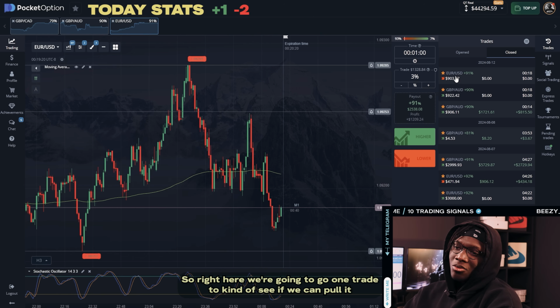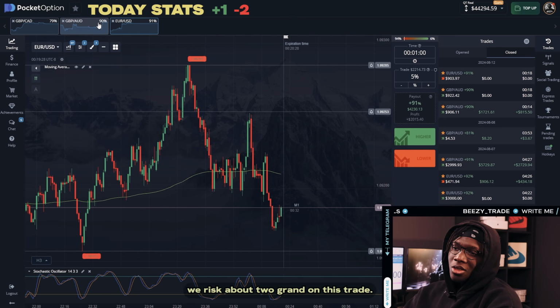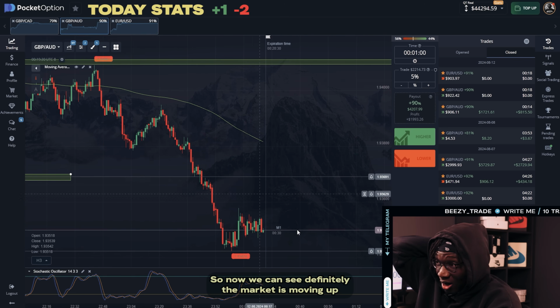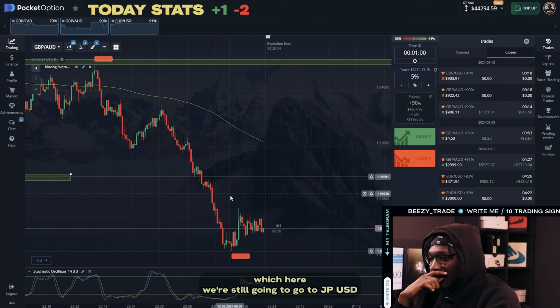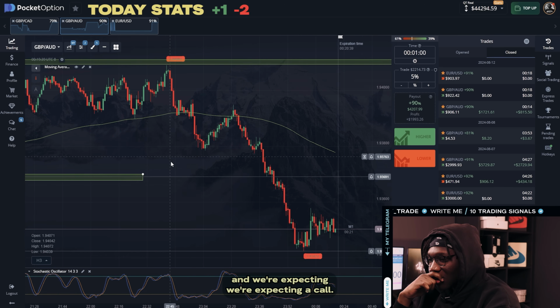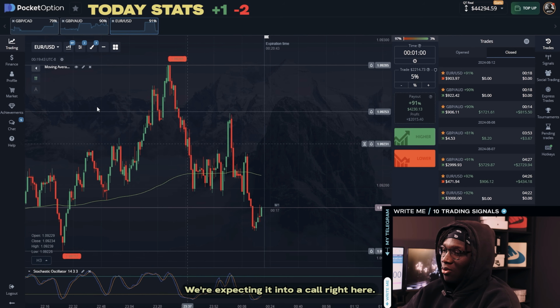We're down. So right here, we're going to go one trade to see if we can pull it all back. We'll risk about $2,000 on this trade. So now we can see definitely the market is moving up, which here we're still going to go to JPY USD, and we're expecting a call. We're expecting to enter a call right here.